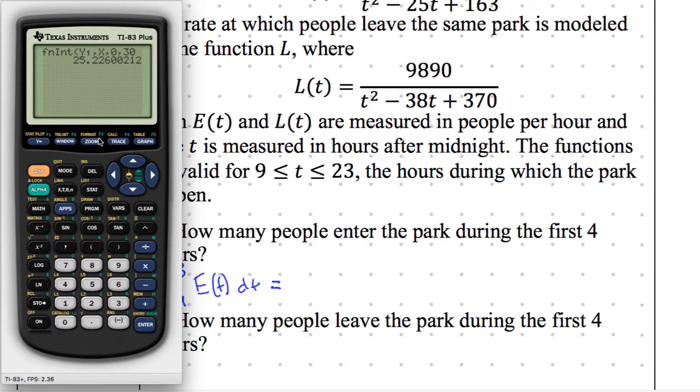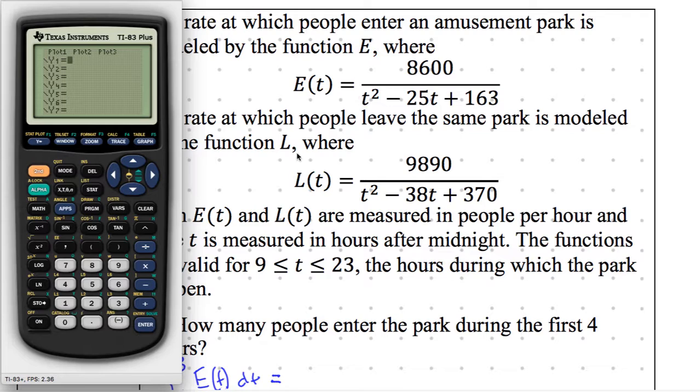So we can do this graphically or fast. I don't know what you prefer. So I'm going to set my y1 equal to my e of t function: 8600 divided by, start my parentheses, x squared minus 25x plus 163. And my y2 function, I'm going to set that to 9890 divided by, start my parentheses, x squared minus 38x plus 370. Do you guys prefer graphically or do you prefer the symbolic on the calculator? Graphically, Rochelle? Let's do it graphically.